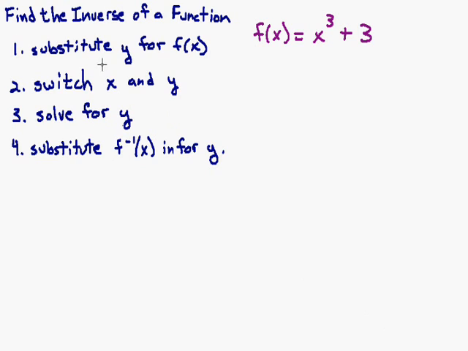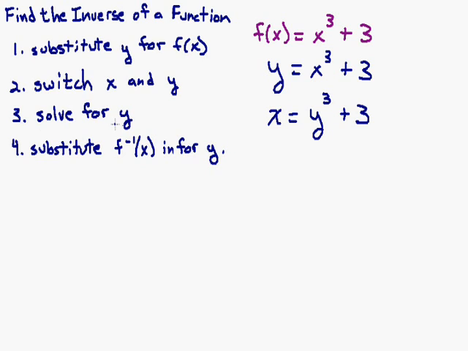Alright, let's jump into this and follow our steps. Step number 1, substitute y in for f of x. Easiest step there is. y equals x cubed plus 3. Step number 2, switch the x and the y. I have a y here, I'm going to change that to an x. I have an x here, I'm going to change that to a y. I still keep the third power plus 3. Everything stays the same. The cubed stays exactly where it is on the right hand side. Everything stays where it is except the x and the y switch places.